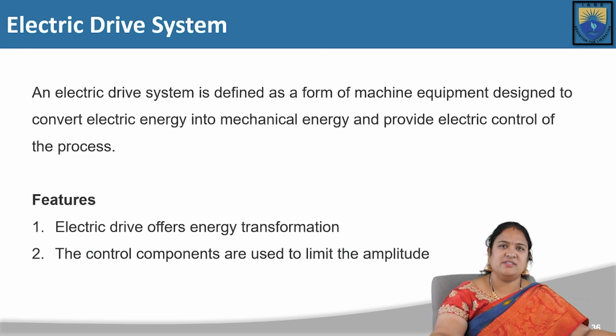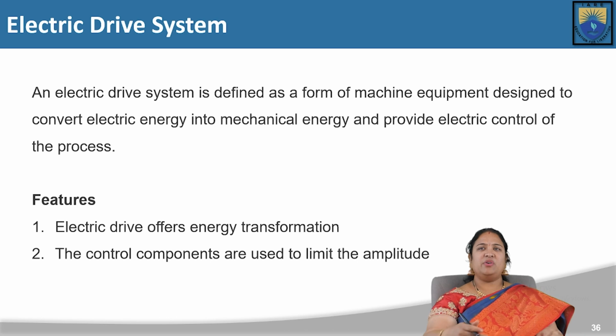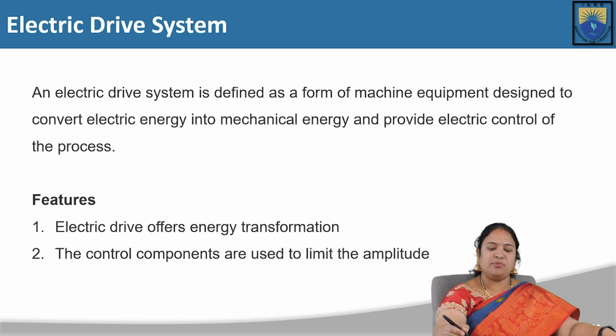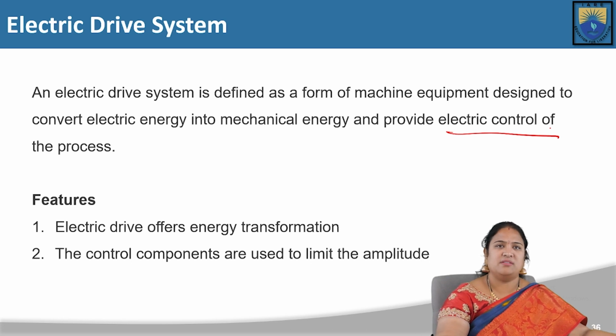Coming to the electric driven system, we are using some electric control units, right? The movement of the robot arm is done with the help of electric sensors. An electric driven system is defined as a form of machine designed to convert electric energy into mechanical energy, which provides electric control of the process. Right. So here in the electric driven system, automation is done with the help of the electric sensors.